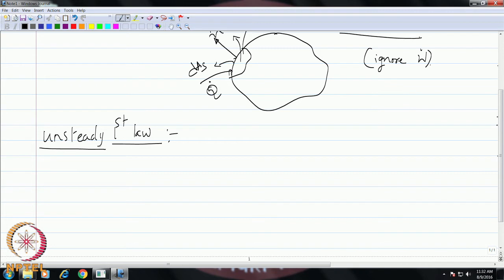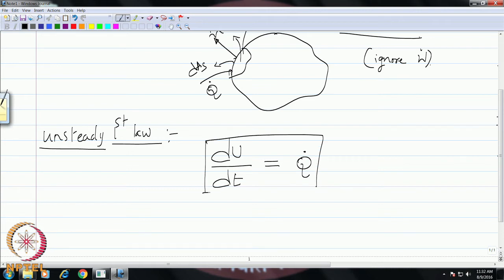So, you can for example ignore the macro scale kinetic and potential energies of the system. So, then what do you have? Change in internal energy, we will call dU by dt. U is the total internal energy of the system. So, we are ignoring the macro scale kinetic and potential energies. So, this should be equal to q dot, right. So, this is for the entire control volume that we have represented.